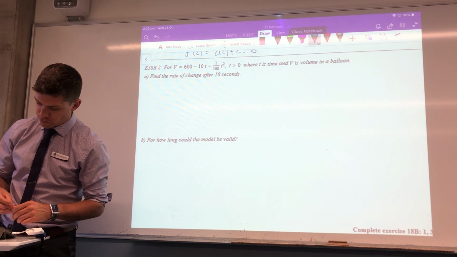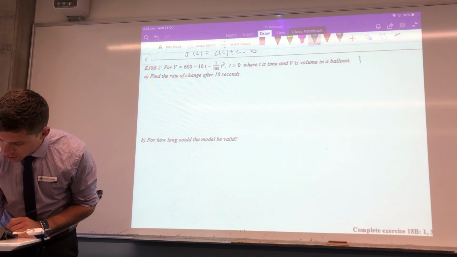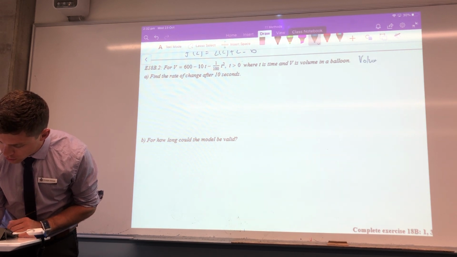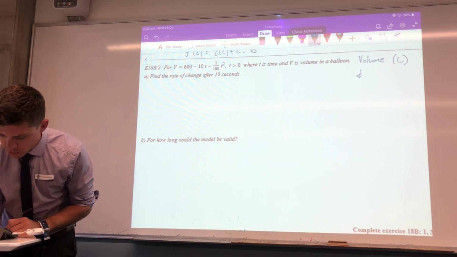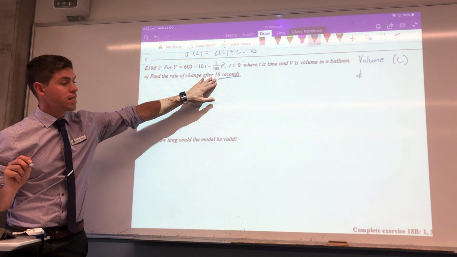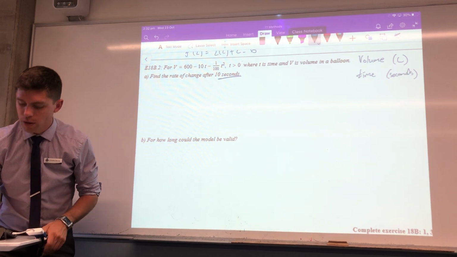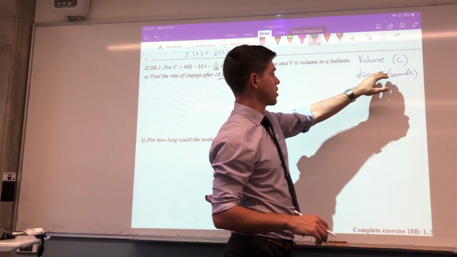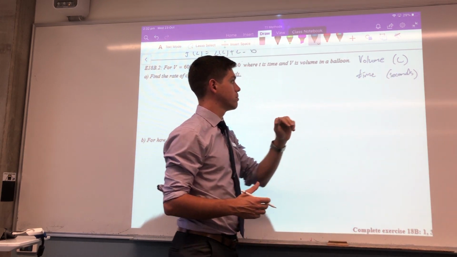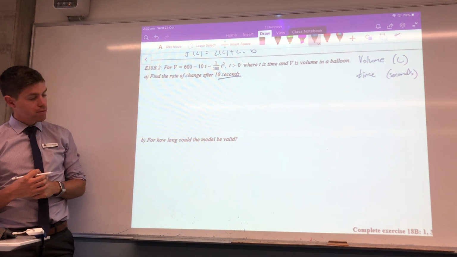Let's just complete the context here: V is volume in litres, and T is time in seconds. It's kind of bad practice for us not to put that in there the first time. So I'm just outlining that I'm going to be talking in terms of litres and seconds. Alright, find the rate of change after 10 seconds.